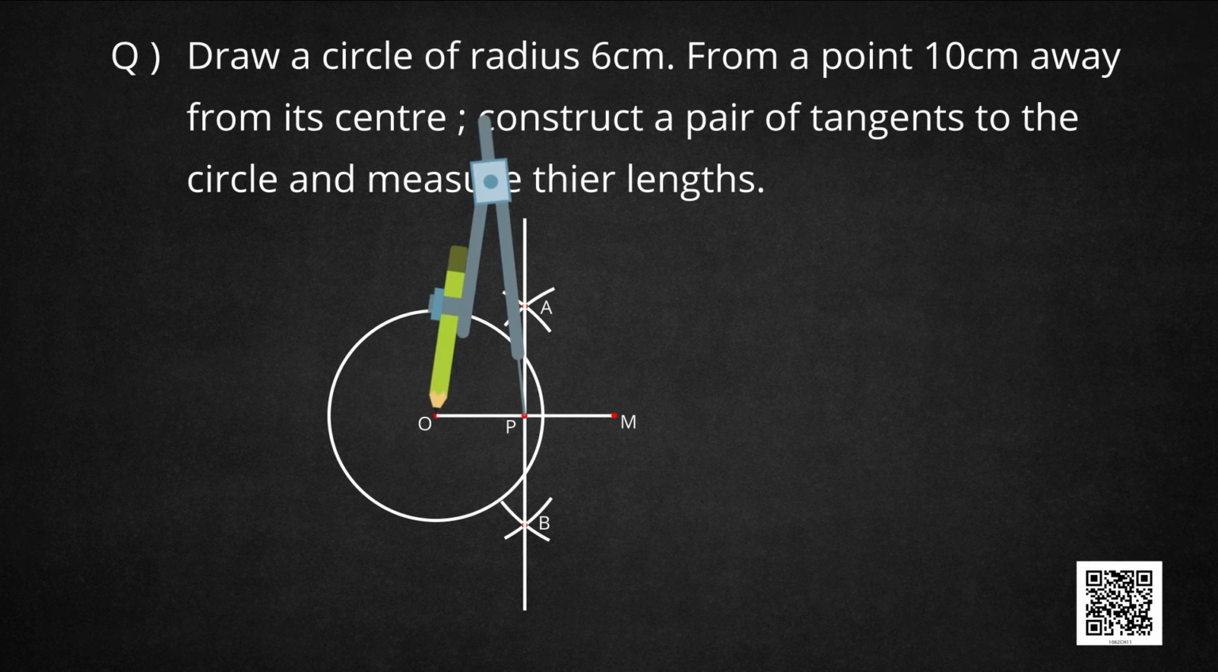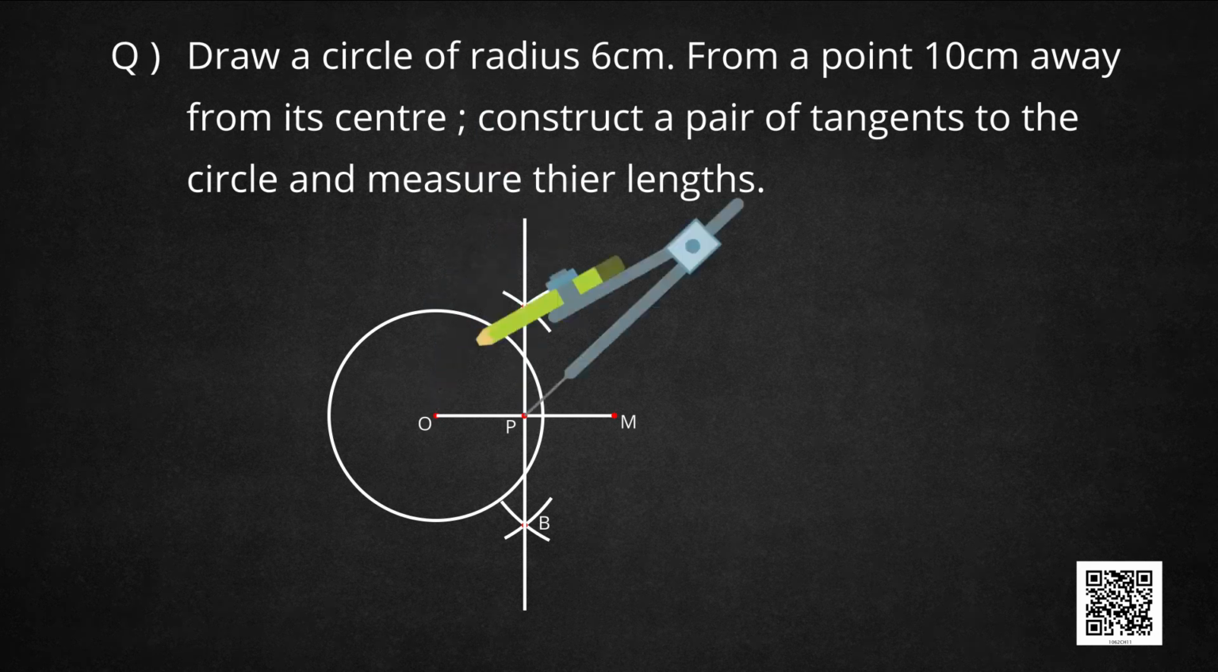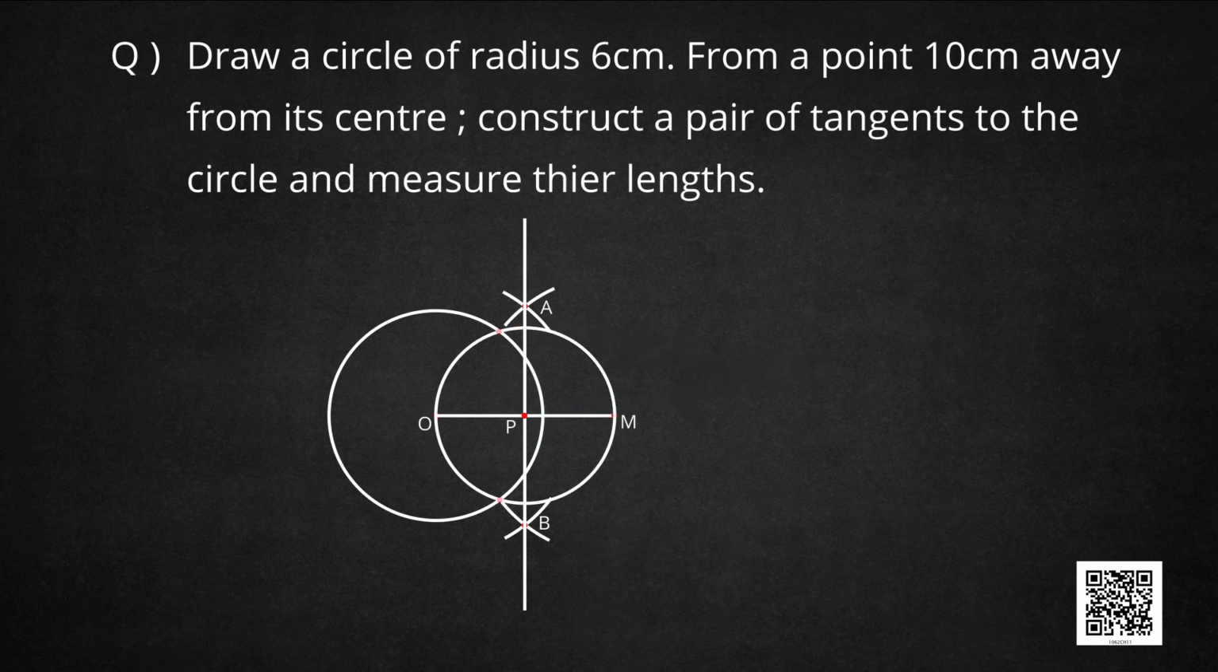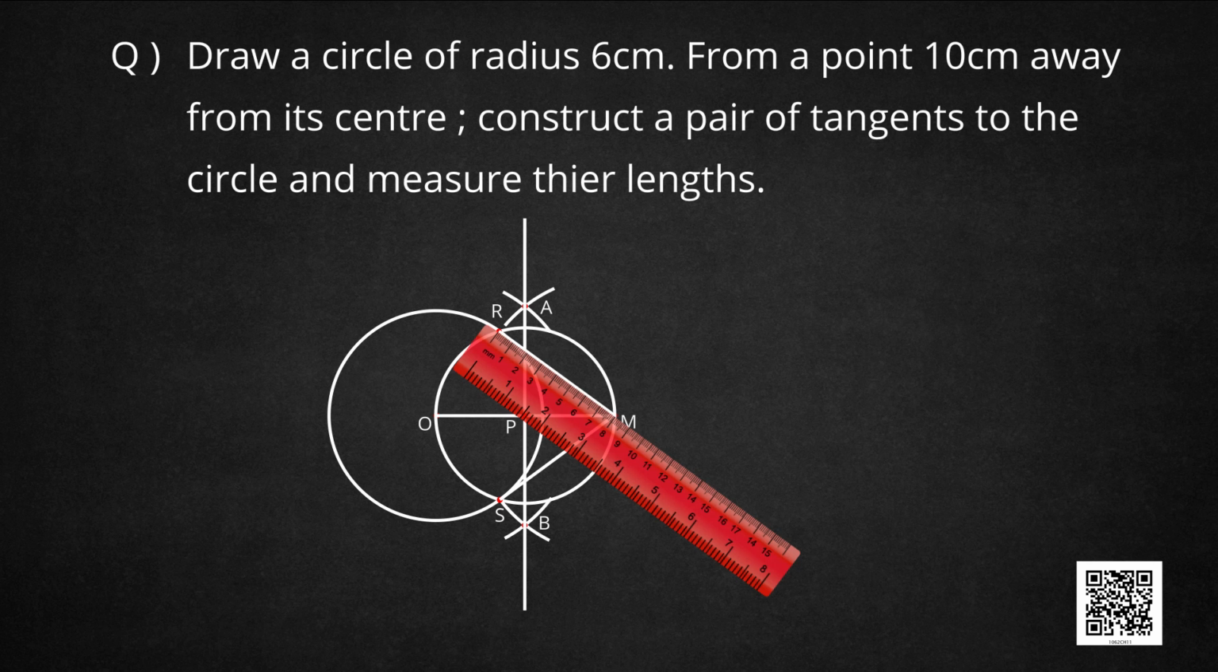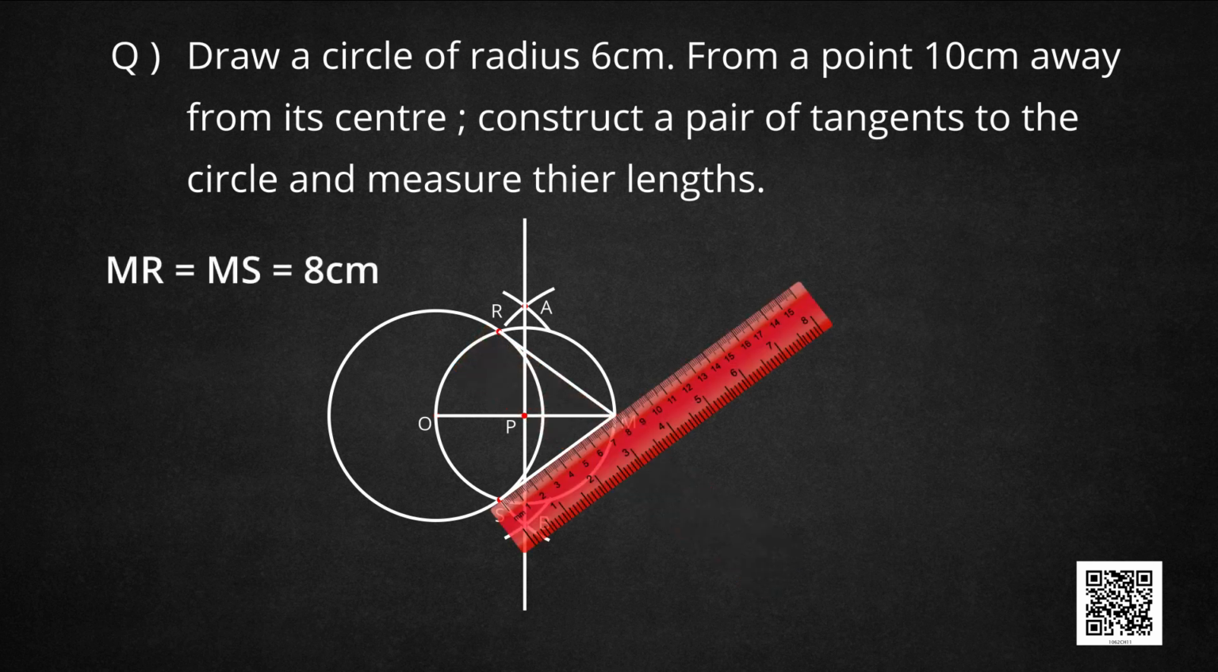With P as center and radius equal to OP, draw a circle cutting the first circle at 2 points. Name them as point R and point S. Join MR and MS. These are the two tangents to circle from a point 10 cm away from the center. So children, in this way we can draw two tangents to a circle from a point outside it. Now let us measure the lengths of the tangents. They are 8 cm each.